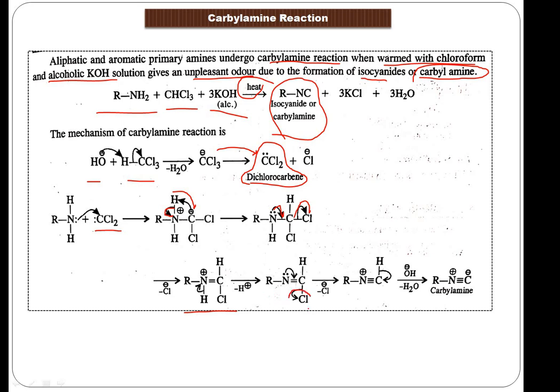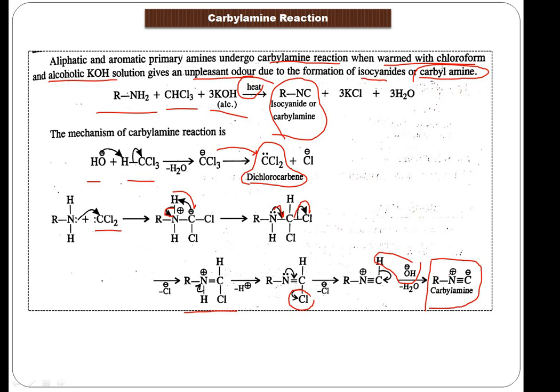In the last step, this Cl further leaves in the form of Cl negative, and in the same way the lone pair moves between these two atoms to form an N-C triple bond, but again nitrogen has a plus charge. To stabilize this, if you see on this side, you have this CH bond, and the hydrogen leaves with the help of the base to form water. So you will get this carbylamine.